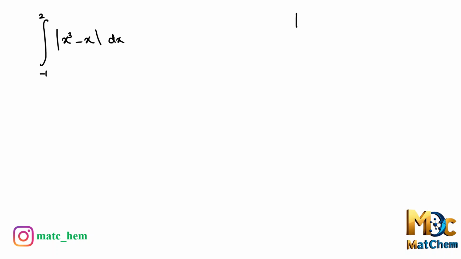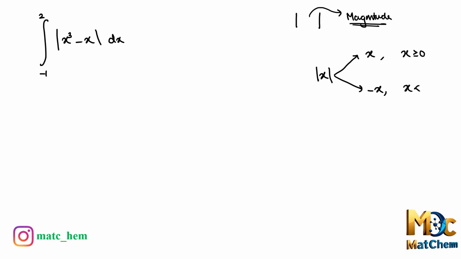The peculiarity of the modulus function is that we will be taking only the magnitude. That means when you are taking the function, we should take only the magnitude of that particular function. When you consider mod x, it can have two values. Mod x will be equal to x if x is greater than or equal to 0. Mod x will be equal to minus x if x is less than 0.